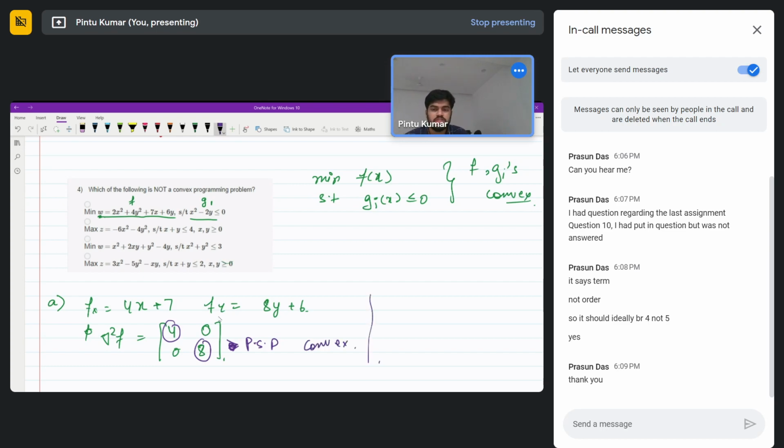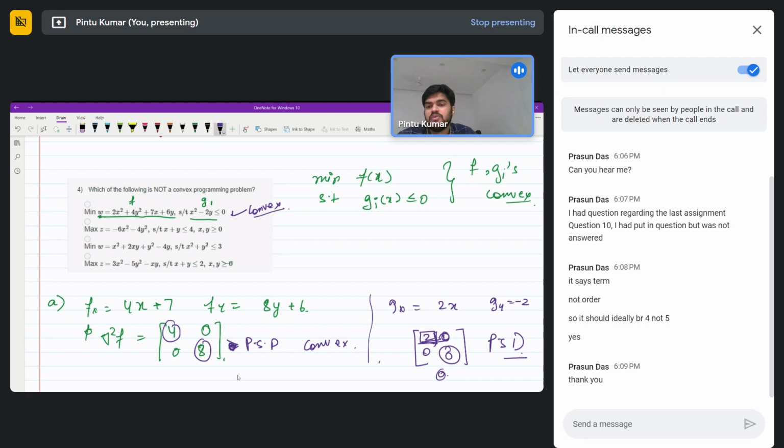Now let's look at g. What is my gx? This is 2x. Gy is minus 2. So the Hessian that you get is 2, 0, 0, 0, right? So this is also positive semi-definite. Why? Because you can either look at the principal minors, that is 2 and 0, and finally the determinant is also 0, or whenever you have a diagonal matrix, the diagonal elements are the eigenvalues of your matrix, right? So all the eigenvalues are greater than or equal to 0, which means your matrix is positive semi-definite. So the first example is a convex programming problem.